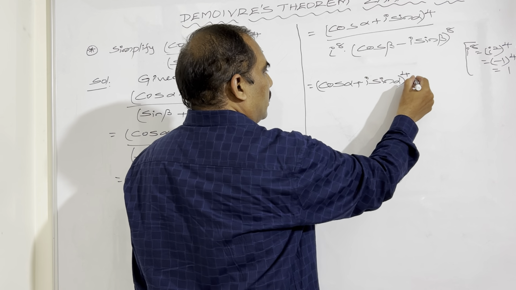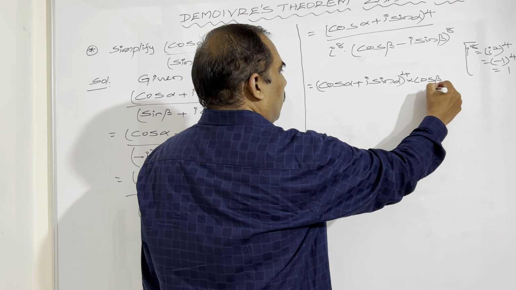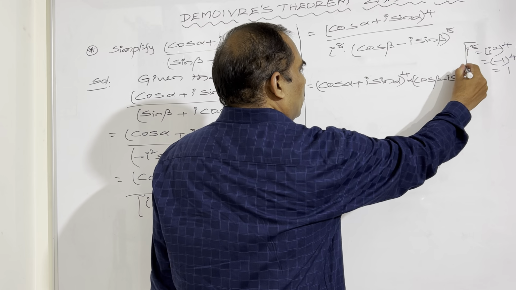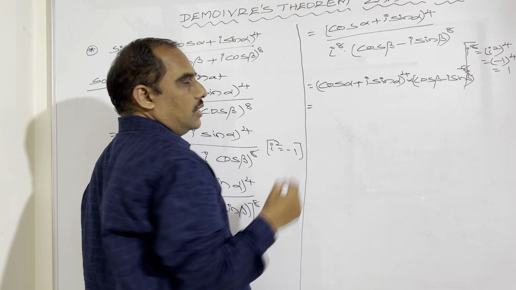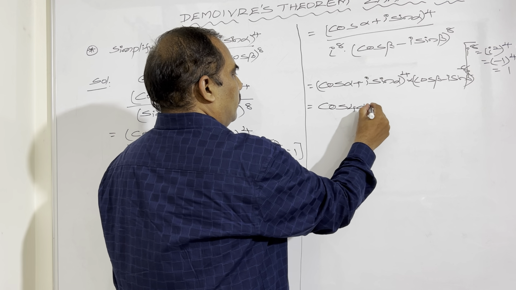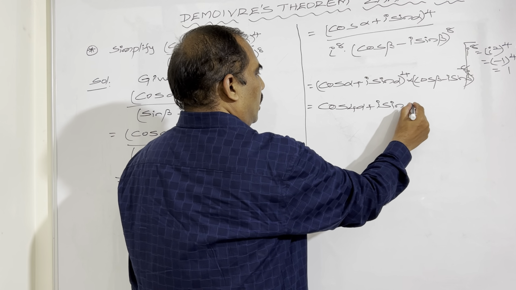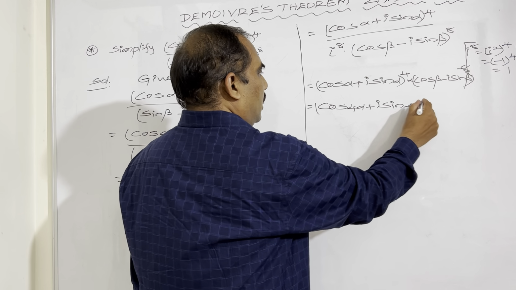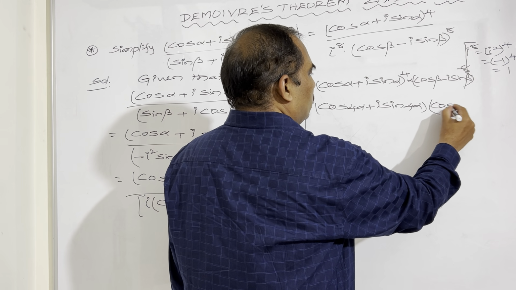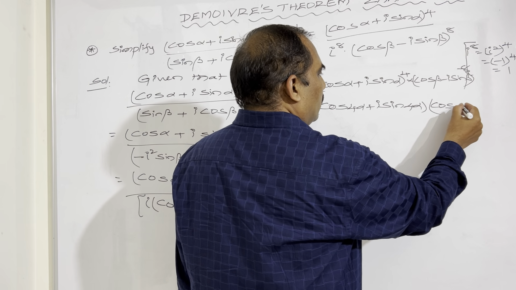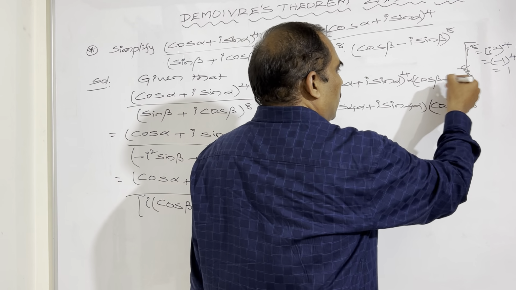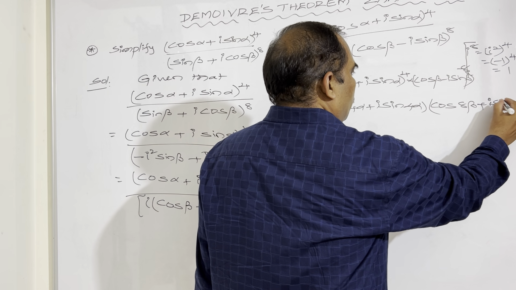When you write in the product, this is cos beta minus i sin beta, whole to the power of minus 8. So now it becomes what? If you apply De Moivre's theorem here, we get cos 4 alpha plus i sin 4 alpha, and here if you apply De Moivre's theorem, we get cos of minus 8 beta, that is, cos of minus theta is cos theta only, so cos 8 beta, and here plus i sin 8 beta we get.